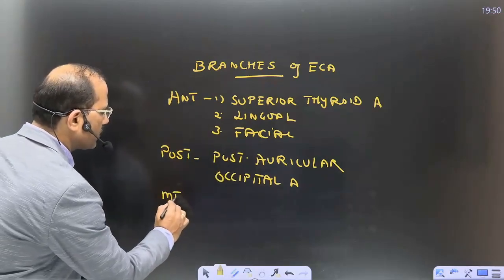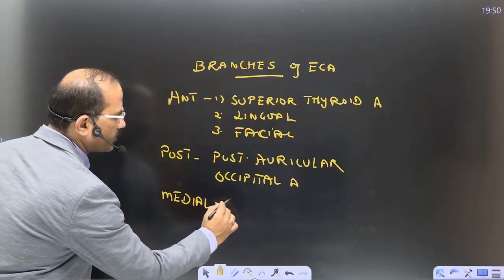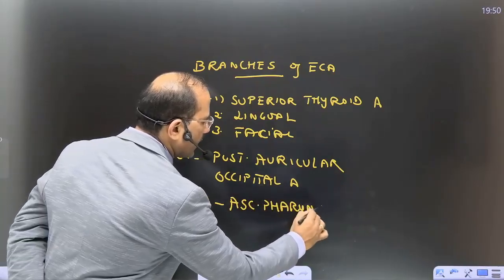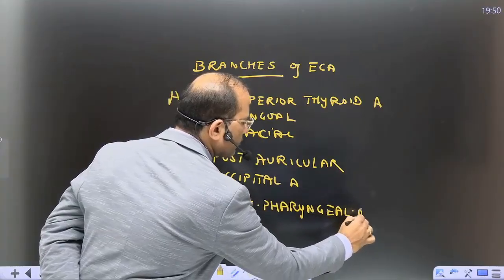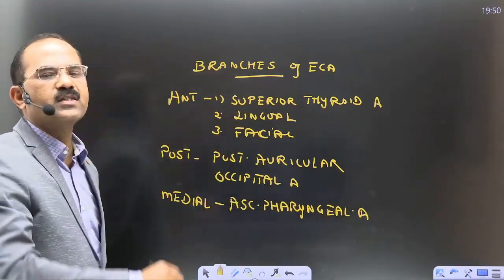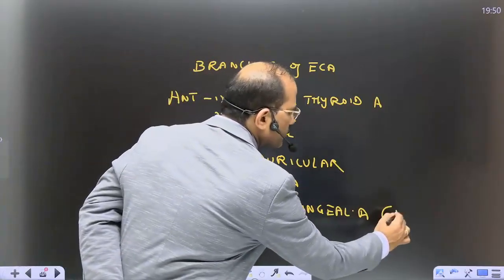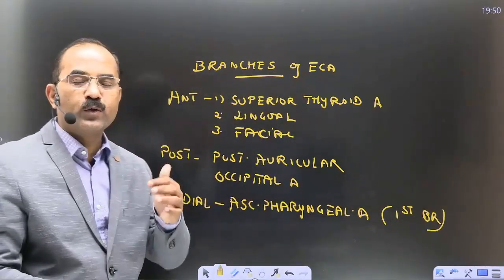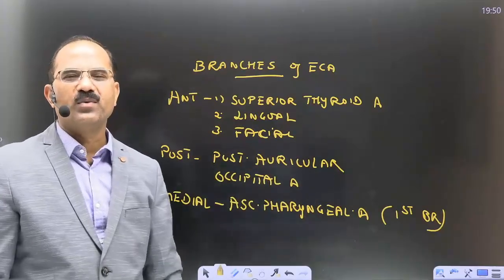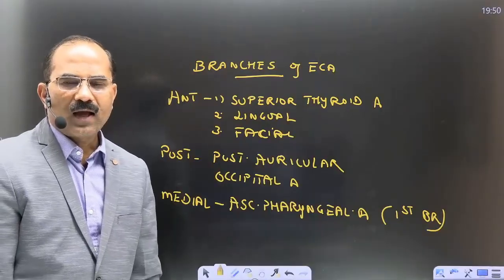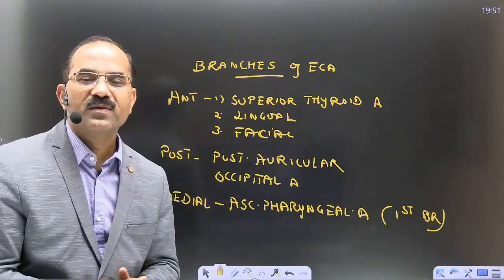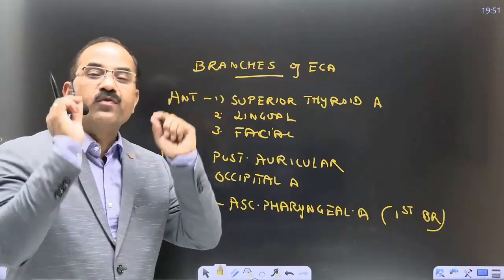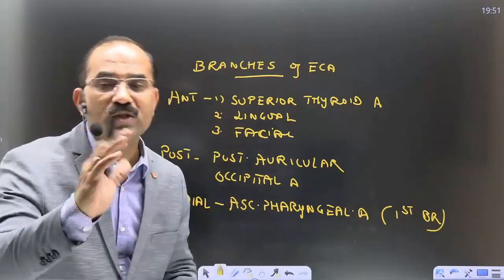Medial branch is the ascending pharyngeal artery. This is the first branch of external carotid. Remember, students, if you get an MCQ stating the first branch of external carotid, your answer is ascending pharyngeal artery. And the first anterior branch is superior thyroid. Don't get confused. First branch, ascending pharyngeal. If the MCQ is first anterior branch, your answer is going to be superior thyroid.